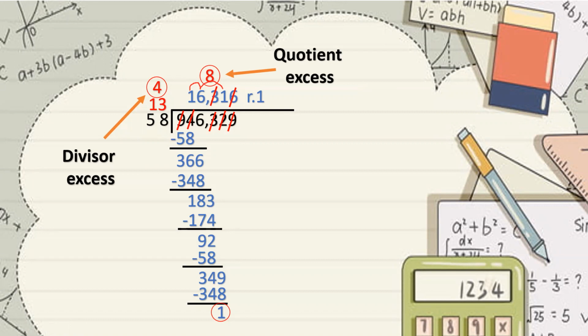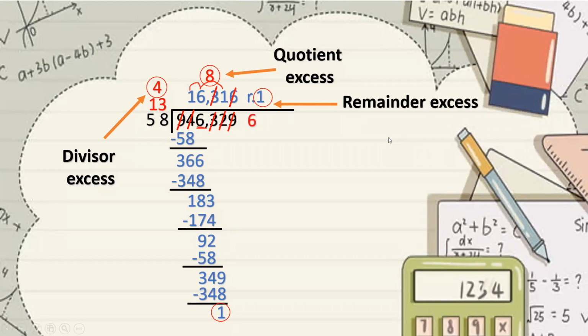Next step is taking the remainder exceed. Remember: divisor exceed, conjugate exceed, and remainder exceed. In this case, we write 6 because it's the last number, the only number we have there. This is alone, so we are going to write 6.